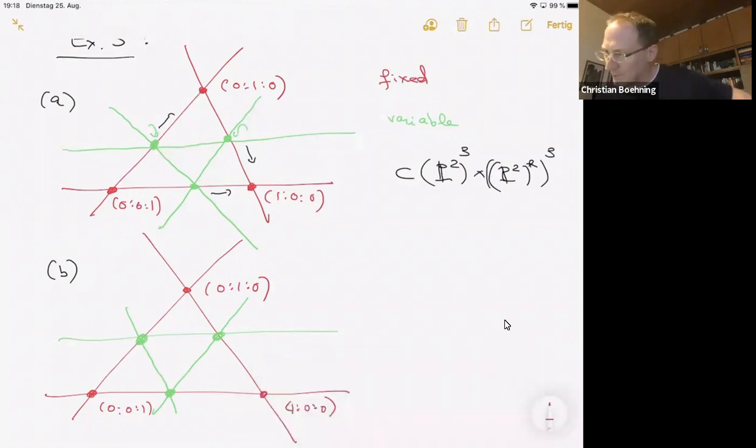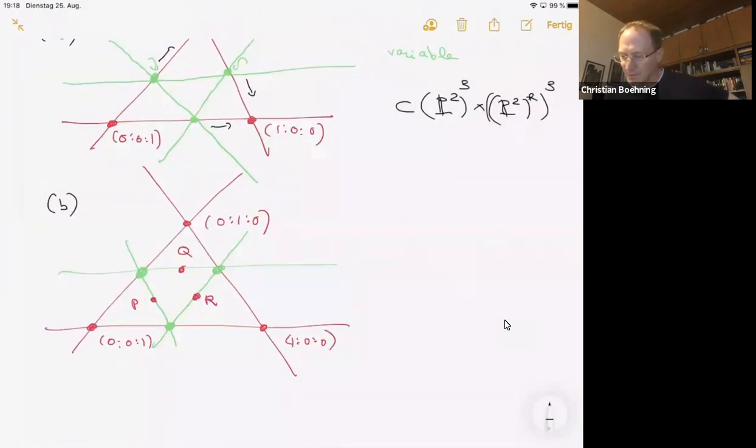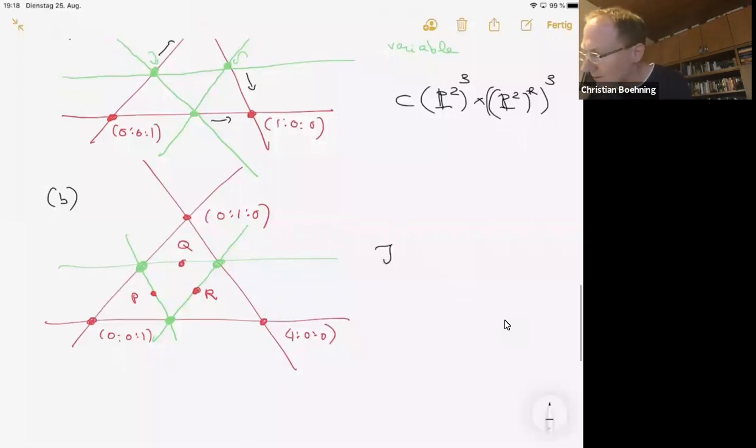But now I rigidify the whole thing by choosing three further points called, say, P, Q, and R, which are fixed, and where I demand by additional incidence relations that these green sides, or green lines forming the triangle, additionally pass through P, Q, and R as shown. And so that gives me another generalized incident scheme, now associated to fixed data: these fixed points P, Q, R, these three coordinate points and the three lines of the red triangle. So this is again an incident scheme in P2 cubed times P2 dual cubed.